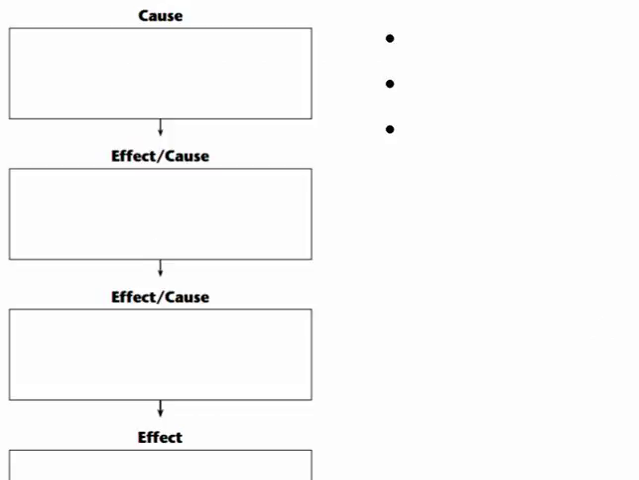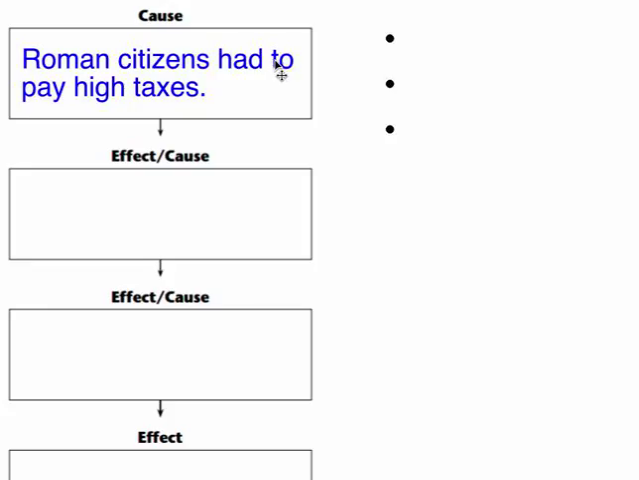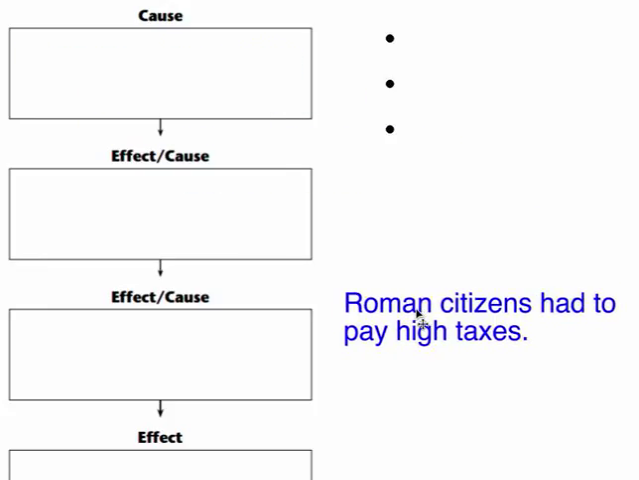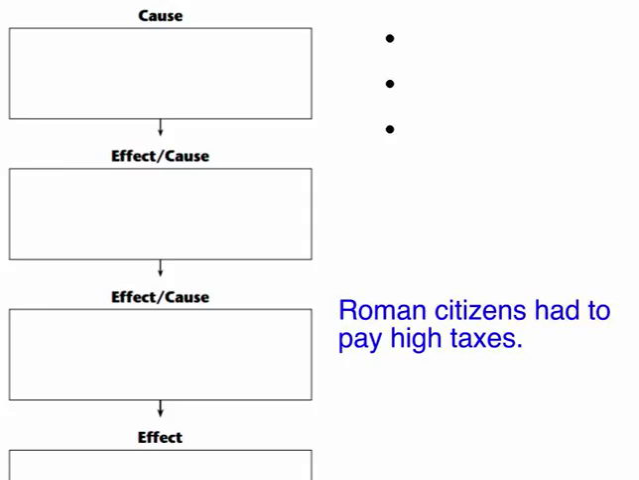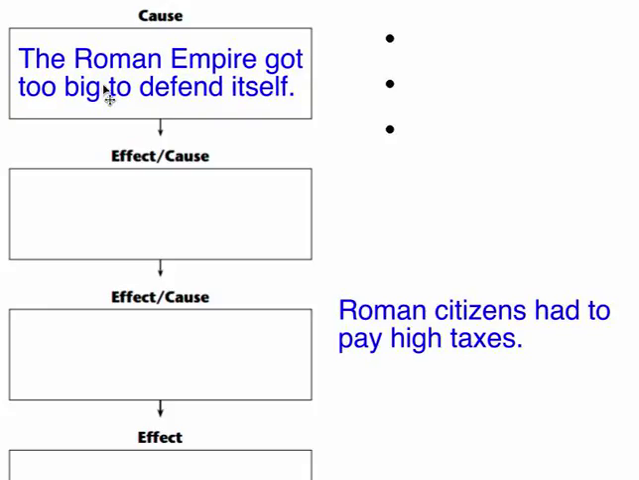So as I start filling in my cause and effect chain of events in my notebook, at first I was thinking that this may have been a cause, but now I'm thinking that actually there were some reasons that Roman citizens needed to pay higher taxes. So I'm going to put that to the side, and I'm going to come back to that idea. And I'm thinking that overall, comparing these two sources, it seems like the first cause was that the Roman Empire got too big to defend itself. That was really the first event that set off some of these other events.